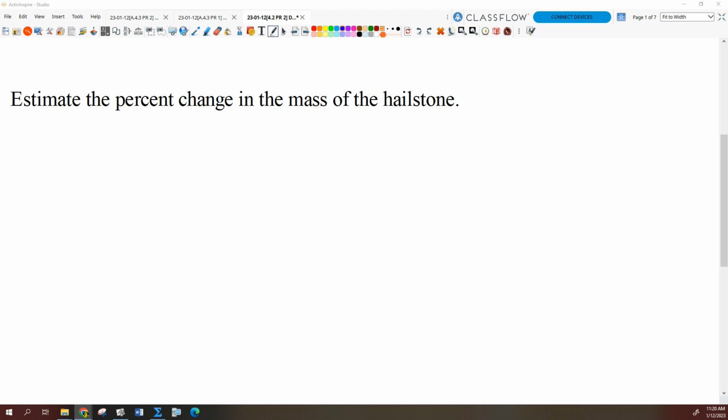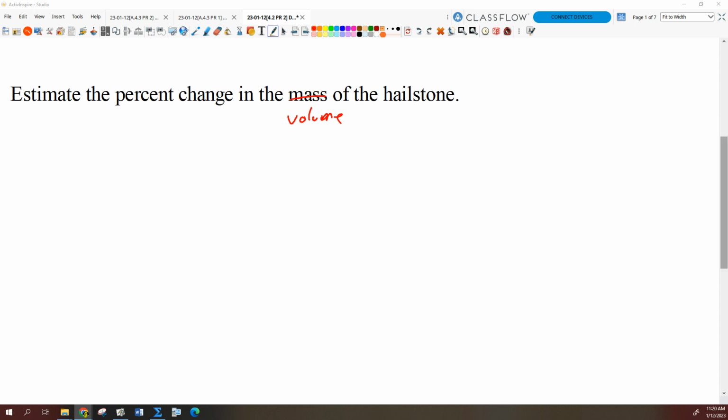Hailstones are made of ice. Is ice uniformly dense? Yeah, for the most part, right? I mean, almost exactly uniformly dense. So instead of mass, what could we swap that for? Volume, right? Volume and mass are going to be proportional. So we could swap that for volume and get the same answer, right? Okay, so we have to find the percent change in the volume.